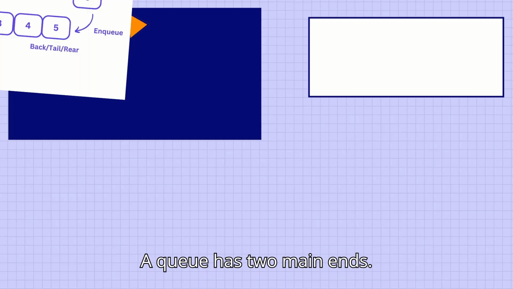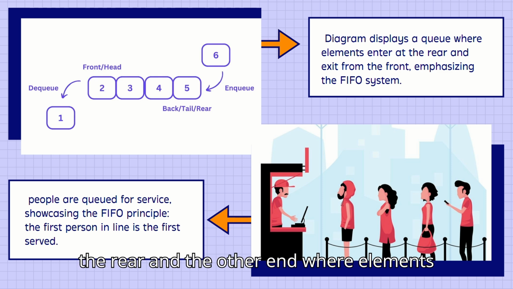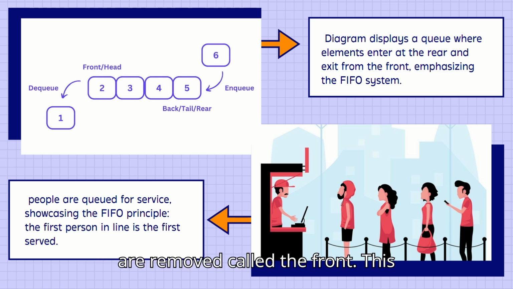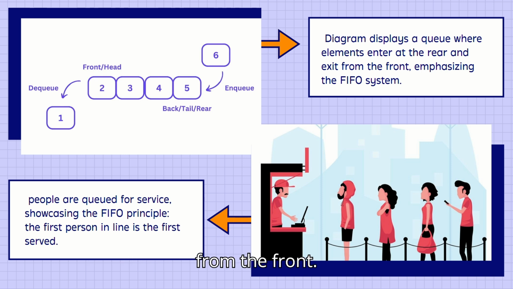A queue has two main ends. One end where elements are added, called the rear, and the other end where elements are removed, called the front. This setup emphasizes the FIFO order, where items enter from the rear and exit from the front.